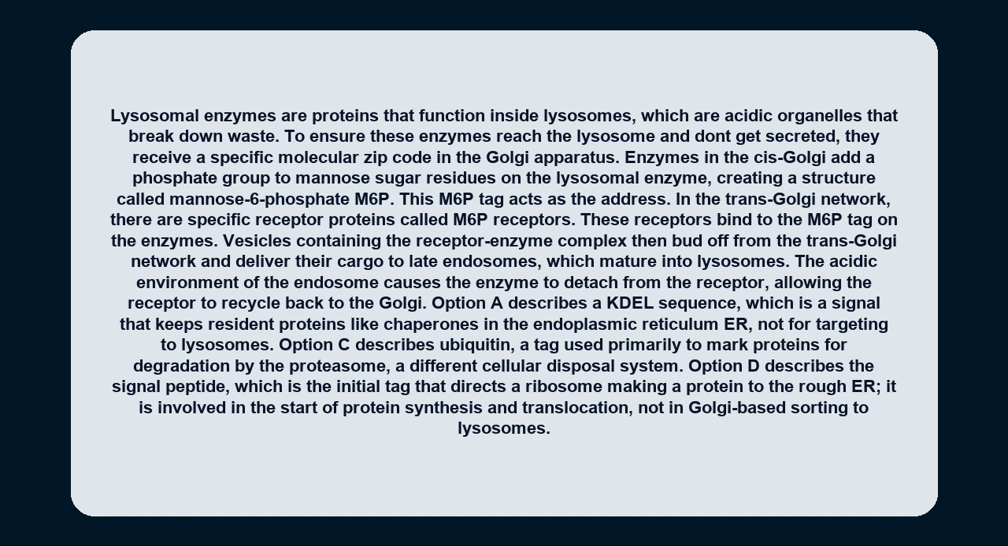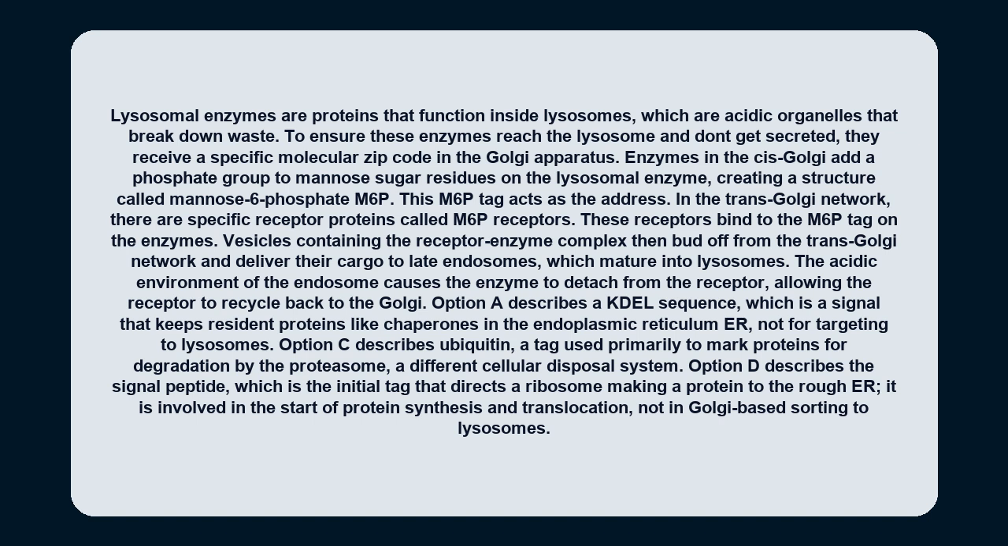This M6P tag acts as the address. In the trans-Golgi network, there are specific receptor proteins called M6P receptors. These receptors bind to the M6P tag on the enzymes. Vesicles containing the receptor-enzyme complex then bud off from the trans-Golgi network and deliver their cargo to late endosomes, which mature into lysosomes. The acidic environment of the endosome causes the enzyme to detach from the receptor, allowing the receptor to recycle back to the Golgi.